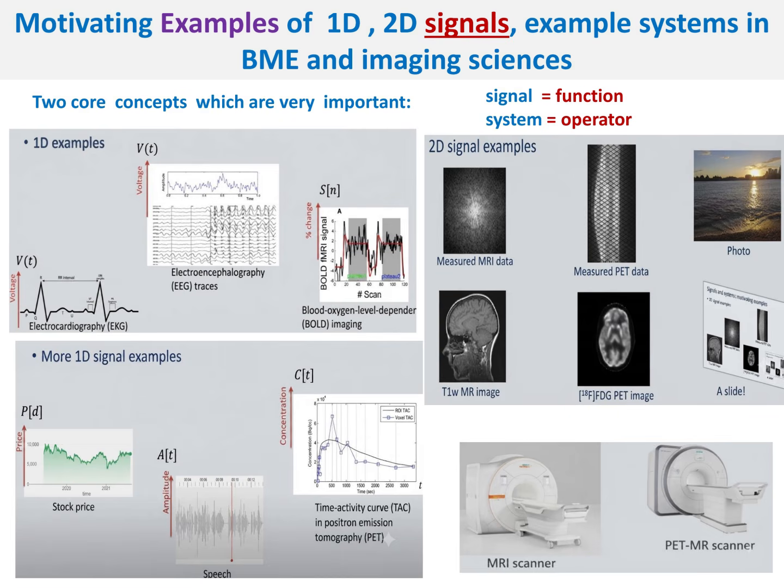This slide presents examples of one-dimensional and two-dimensional signals used in biomedical and imaging applications. The ECG waveform represents the electrical activity of the heart as voltage varying with time. The EEG traces similarly represent electrical activity of the brain as time-varying signals. The BOLD signal shows how the measured fMRI response changes across successive scans. These are all examples of 1D signals, because each depends on a single independent variable. The MRI and PET images shown in the lower part are examples of 2D signals or images, where intensity varies with two spatial coordinates, x and y.